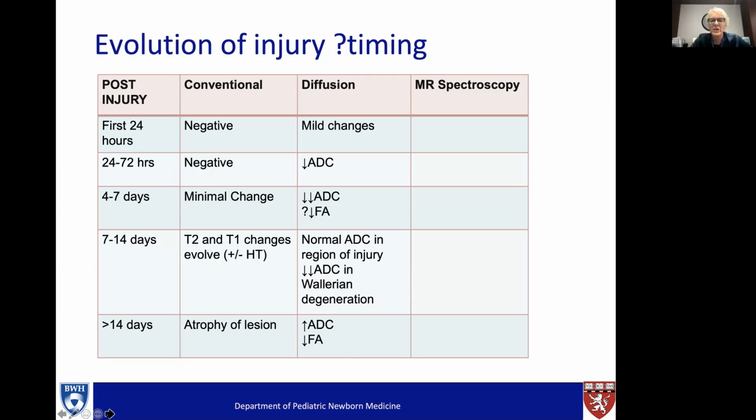So when we look at the evolution of injury with MR following an acute hypoxic ischemic insult in the infant brain, we know that the first 24 to 72 hours are predominantly negative on conventional scanning, but that between 24 and 72 hours, we will see this restriction and diffusion, which will persist through the first week of life, potentially with some anisotropy changes. The conventional changes will start to occur between 5 to 7 days, but they won't be very prominent until the second week, really, or the third week. So it's really around 10 to 14 days, you'll see more established abnormalities. And then after 14 days, you'll start to see the atrophy.